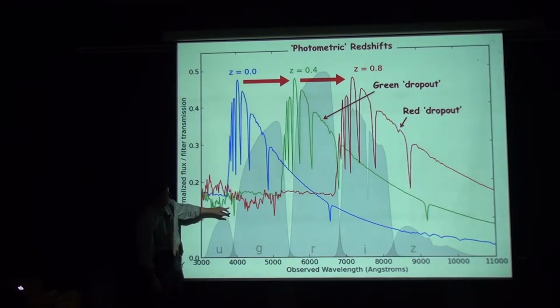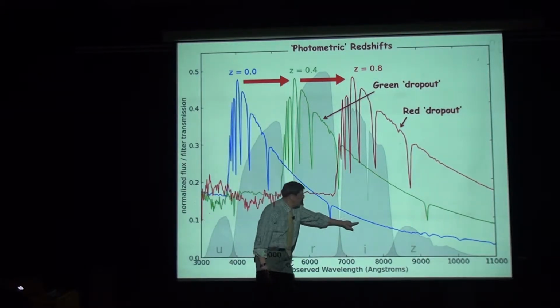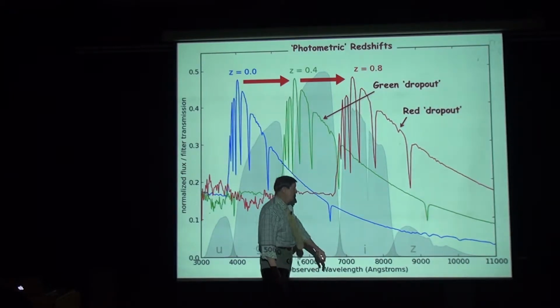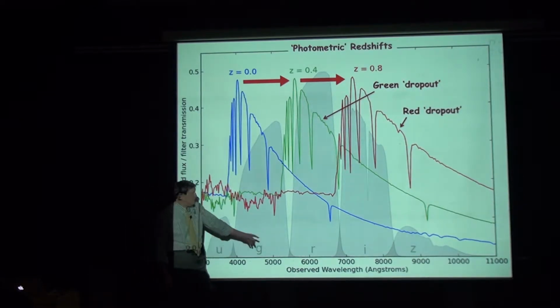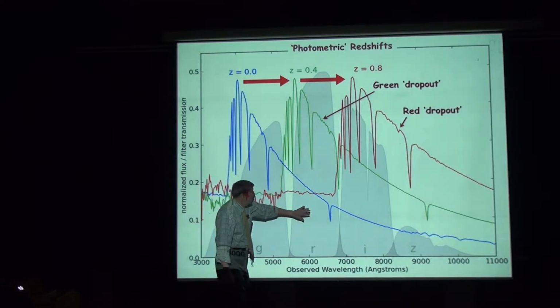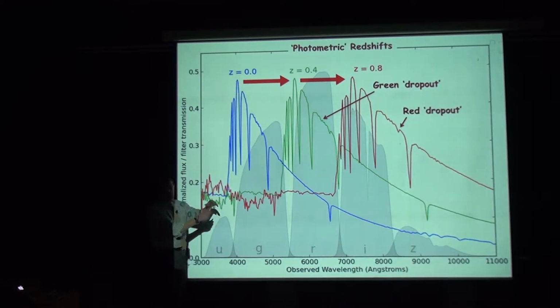Here you see the filter bands in angstroms or nanometers that were used in the ultra deep field, going from the atmospheric limit down near 3,200 angstroms out to 1 micron. Infrared's beyond that, okay? So these gray bands are the filters. Here is the spectrum of a galaxy that is nearby. No redshift, right? It's local.